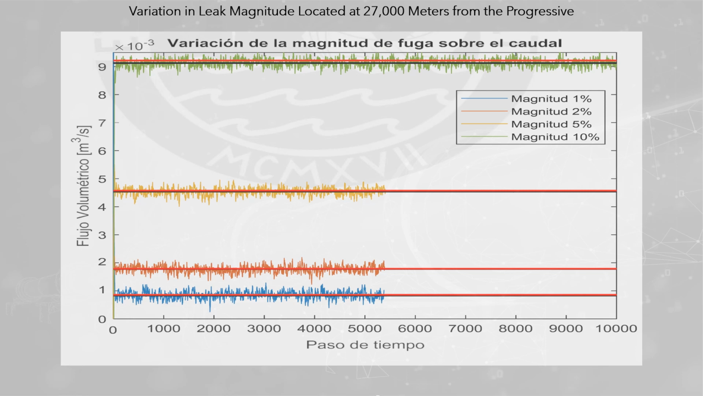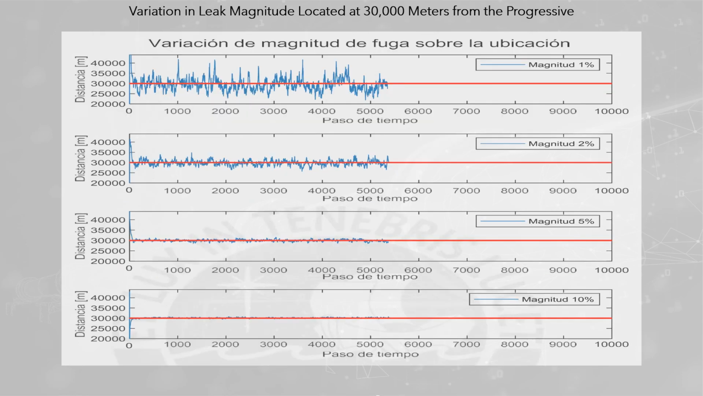For a location 27,000 meters from the pipeline progressive, the figure shows the effect of the magnitude of the leak against the estimate of the location of the leak. As the magnitude increases, the deviation of the estimate of the location is smaller. This means that for leaks less than 1% of the total flow, the estimate will not be accurate.